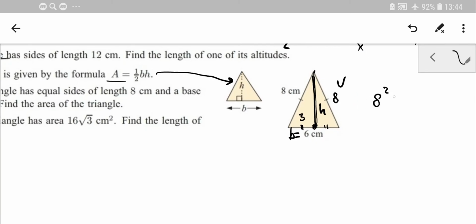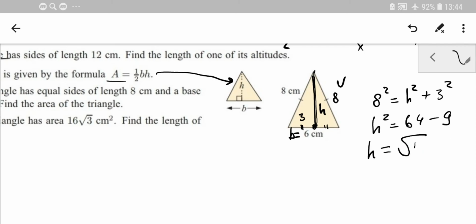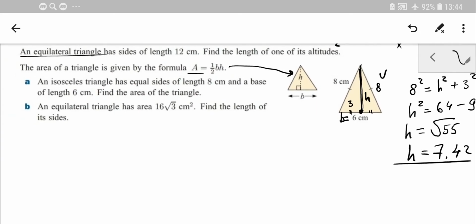So that's why we can establish the Pythagorean theorem. 8 squared, which is the hypotenuse, equals h squared plus 3 squared. So from here h squared is 64 minus 9, which is 55. So the square root of 55, let's calculate it. It's 7.42, rounded to 2 dp. All right, so we found it.